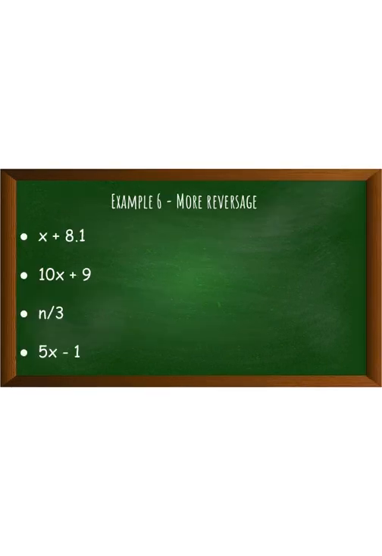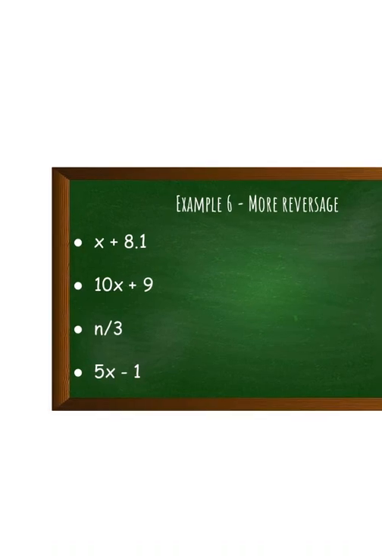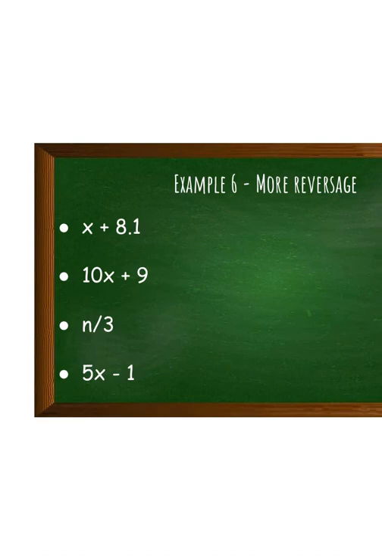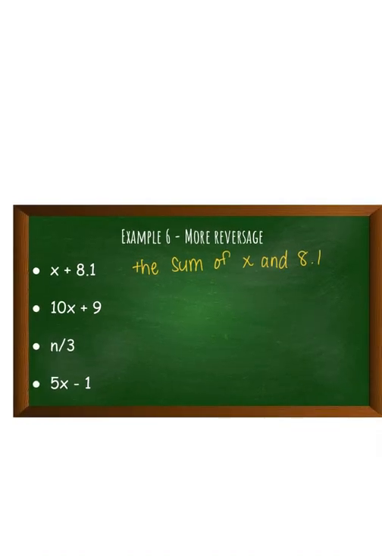All right, so example 6. This is more reversage. I don't even know if reversage is a word, but that's what came to my mind when I was writing these notes. So x plus 8.1, we can write the sum of x and 8.1. You could have written 8.1 more than x. You could have written x more than 8.1. Any of those would have been fine. I just wrote the sum of x and 8.1.